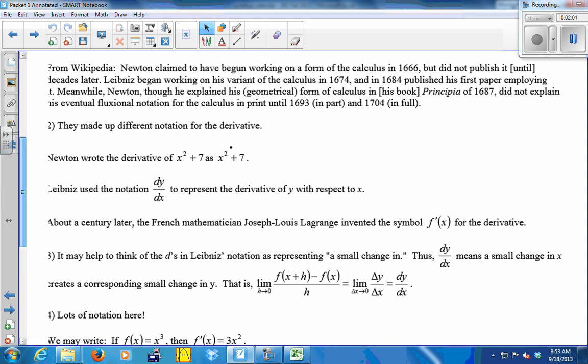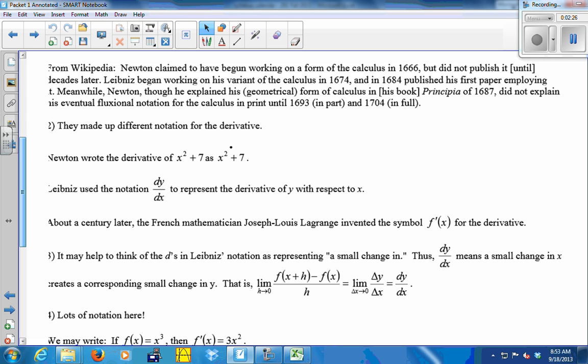So Newton's notation for the derivative of a function was to just put a little dot on top of it, and that meant the derivative of that function. So the derivative of x squared plus 7, you would write with x squared plus 7 with a little dot over it. That's not used so much in the United States, but it's very commonly used in Europe, a little dot.